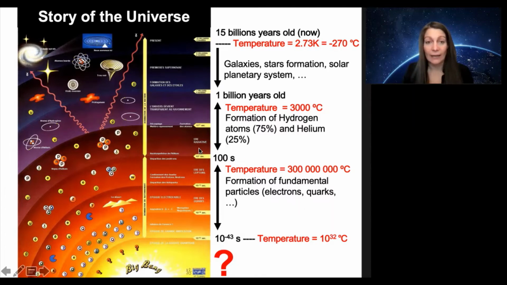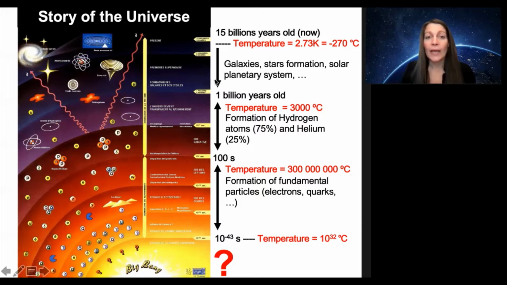And you can see that it's only between 100 seconds and 1 billion years old of our universe that we have the formation of hydrogen atoms and helium. So all of this temperature, which is very high, is connected to a special energy as well to be able to detect those molecules and particles.